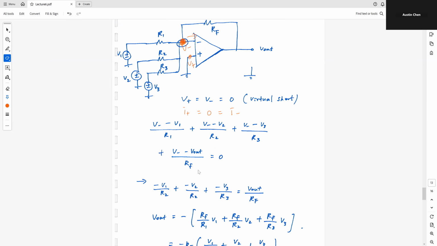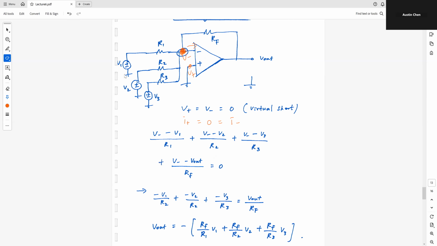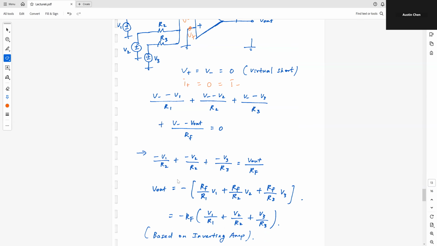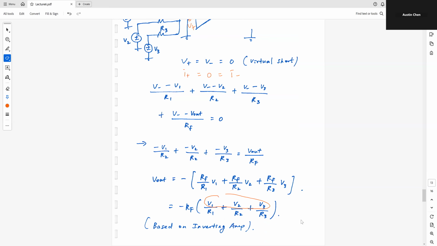So the next step is I just need to solve for V out. I cannot simply solve for V out over V in because now I have 3 inputs. So the best I can do here is solve for V out, and then find a relationship between V1, V2, and V3. If you do everything right mathematically, it turns out that V out is equal to V1 divided by R1 plus V2 divided by R2 plus V3 divided by R3. So you do have this summing action like this, and of course, you have some ratio.